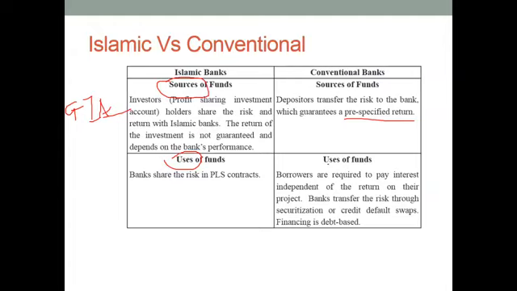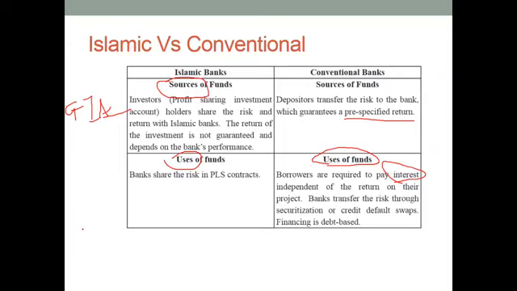And then let's look at the conventional banks. For the users of funds, borrowers are required to pay interest, independent of the return on their project. So if their business is making losses, for example, they still have to pay interest, right? The bank transfers the risk through securitization or credit default swaps. Financing is debt based. But normally the Islamic banks and the conventional banks use almost the same structure between equity and debt.